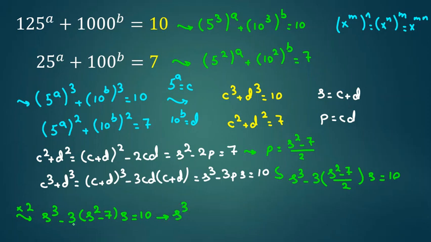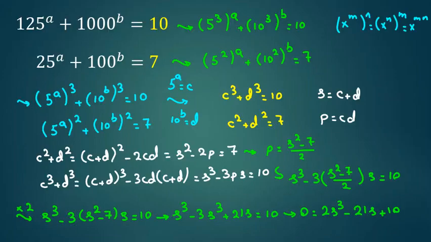Multiplying, it will be 2s cubed minus 3s cubed plus 21s equal to 20. Take all things to the right-hand side. Negative s cubed becomes s cubed, and this one will be negative 21s. Okay, let's rewrite it: s cubed minus 21s plus 20 equal to 0.